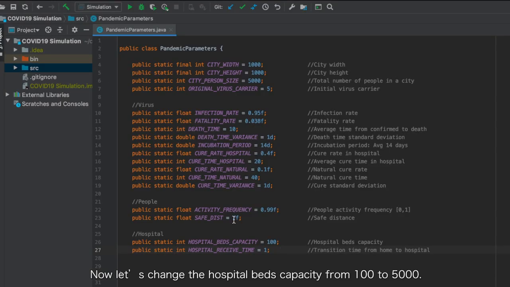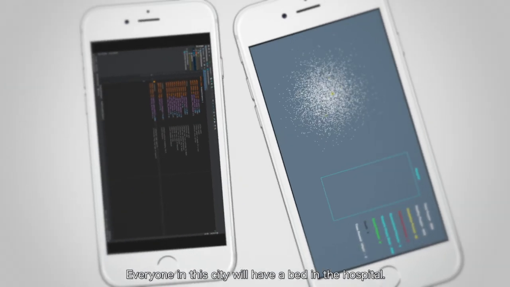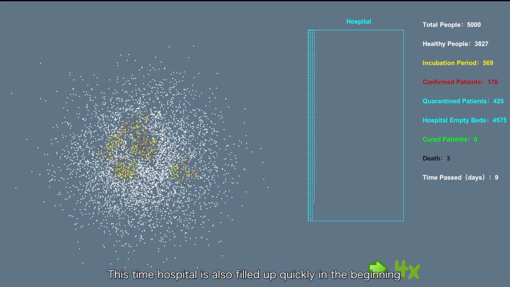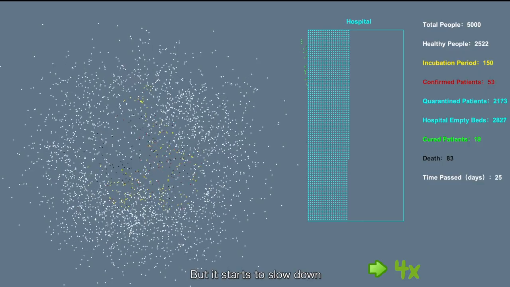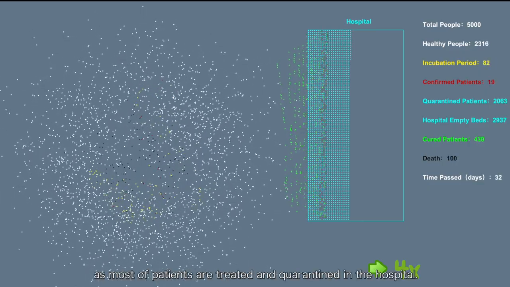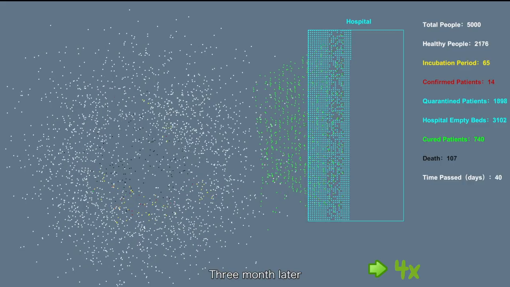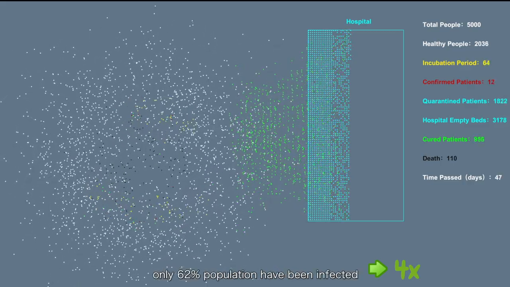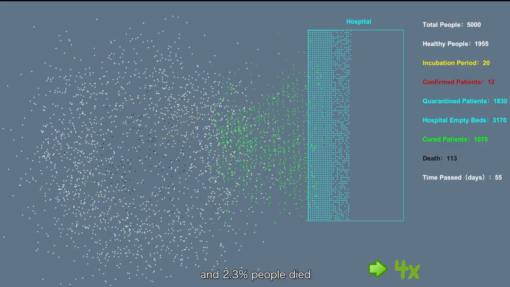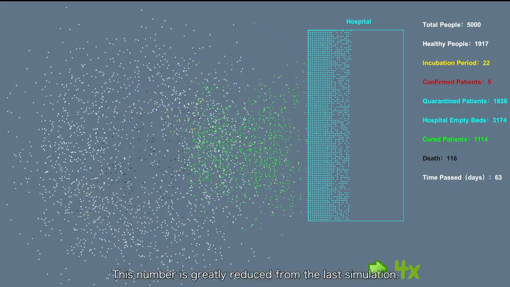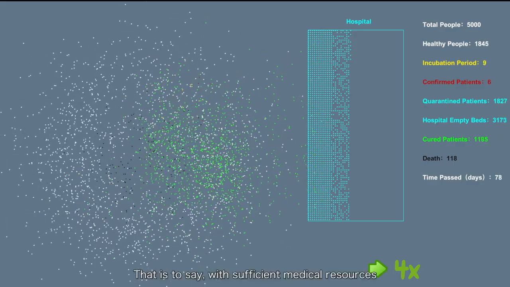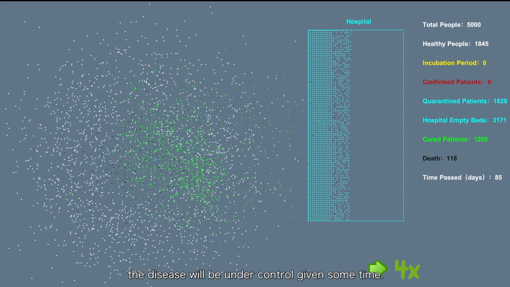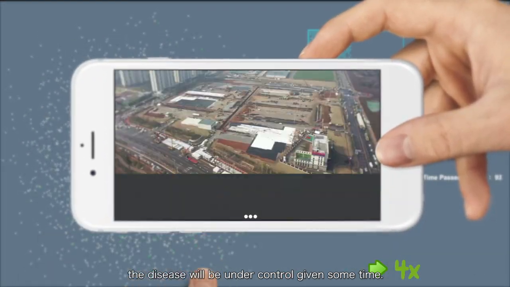Now let's change the hospital beds capacity from 100 to 5,000. Everyone in the city will have a bed in hospital. This time, hospital is also filled up quickly in the beginning, but it starts to slow down as most patients are treated and quarantined in the hospital. 3 months later, only 62% population has been infected and 2.3% people died. This number is greatly reduced from the last simulation. That is to say, with sufficient medical resources, the disease will be under control given some time.